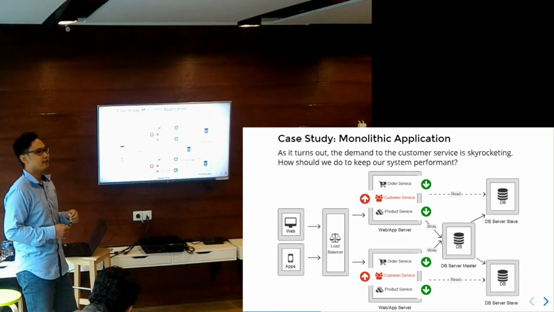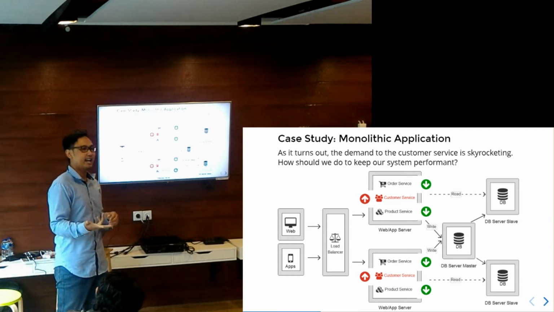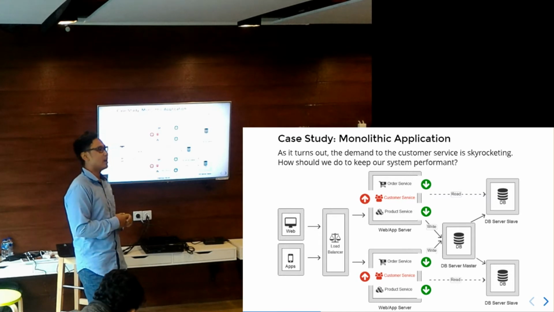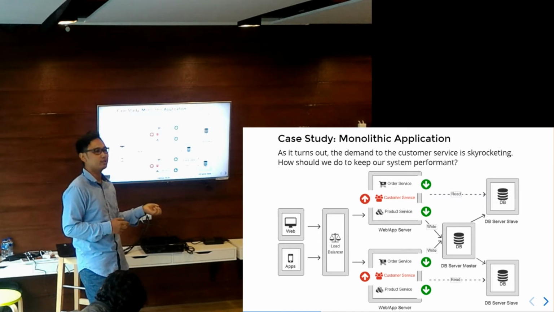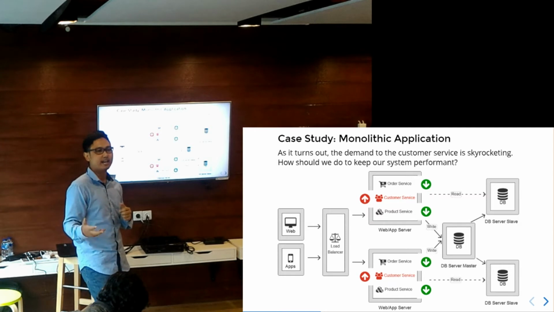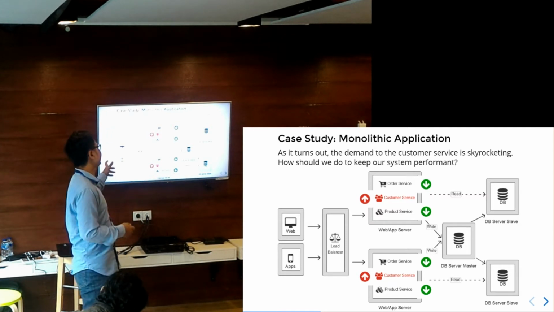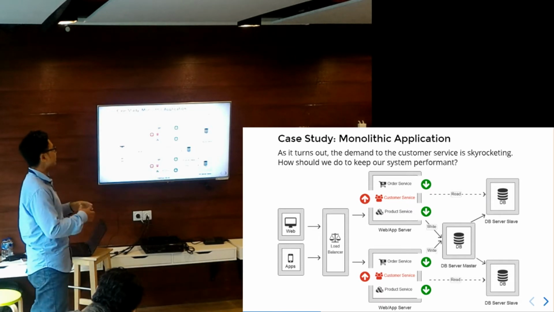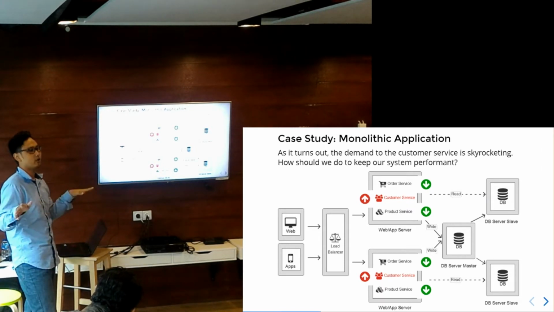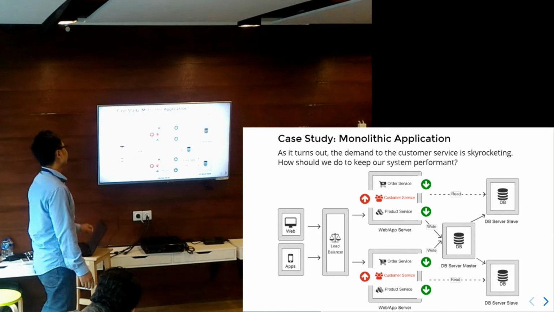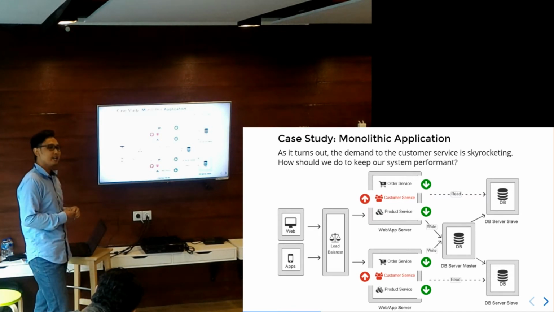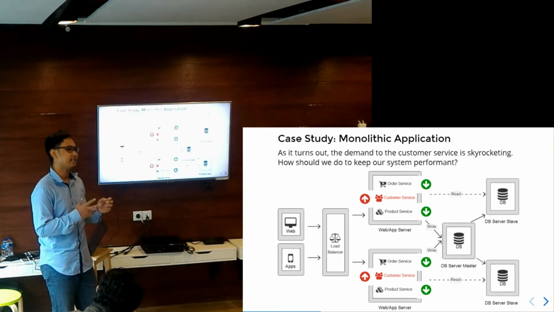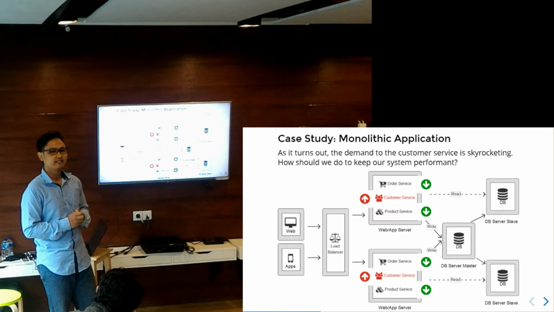Why? Let's say because we give a lot of coupons, and the coupons will only be applicable to the new customers, right? So that's why most of our visitors will register themselves as a new customer, and that's why the demand to the customer service is skyrocketing, while the demand to the other services is just normal or just low. And my question would be, how do we keep our application performant? How do we keep our application strong enough to handle the requests? Anybody can help me?